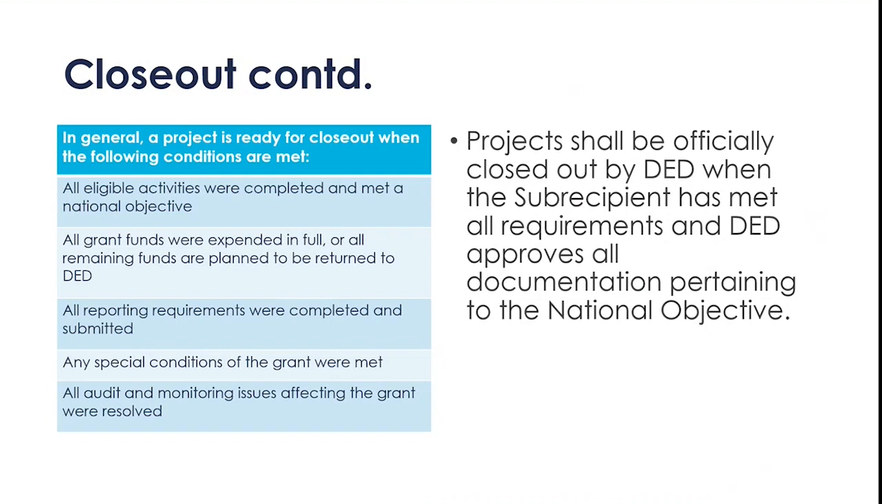As mentioned on the previous slide, when all reporting requirements have been met, and additionally, when all conditions of the grant were met, and if there were any audits during the project implementation, that any audit or monitoring issues affecting the grant were resolved. Okay, so closeout cannot occur until all of these conditions have been met. And the project would be considered officially closed out by DED when the subrecipient has met all of these requirements and DED approves all of the national objective documentation.